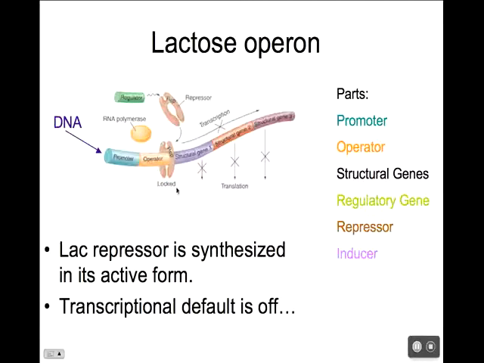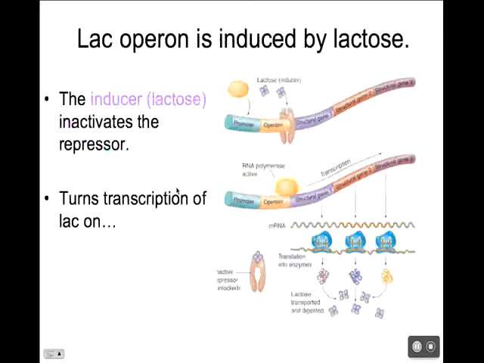If lactose shows up, however, it acts as an inducer. Inducer binds to the repressor protein. The repressor protein is inactivated. It falls off the DNA. Now RNA polymerase can do transcription in order to get those enzymes, and the enzymes can digest the lactose. That's the idea here.